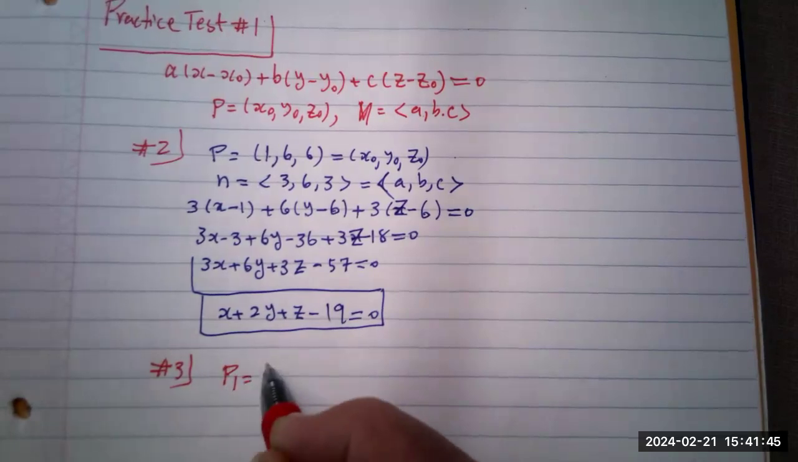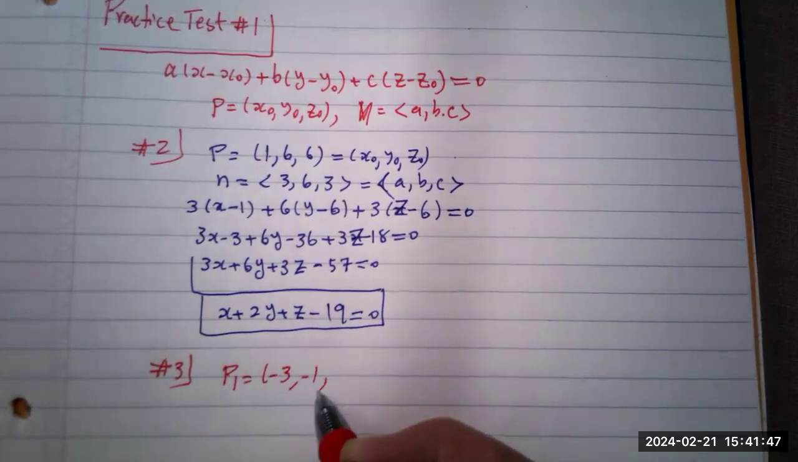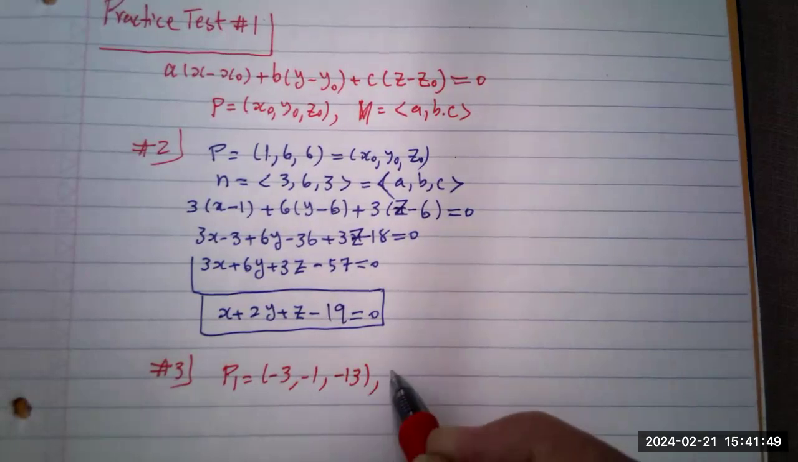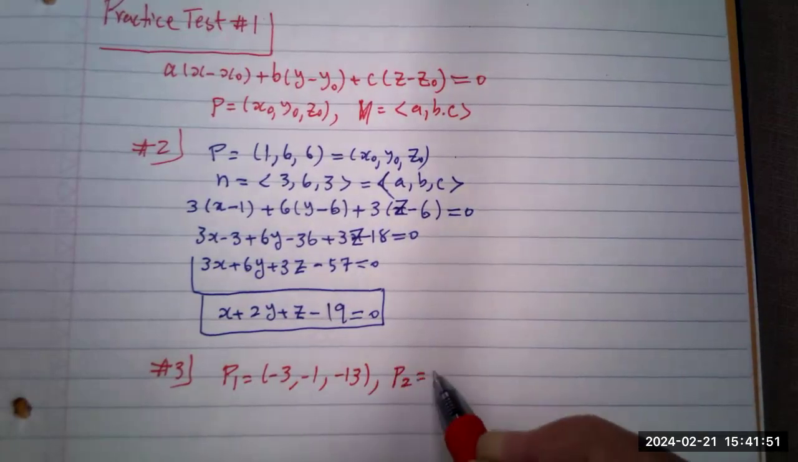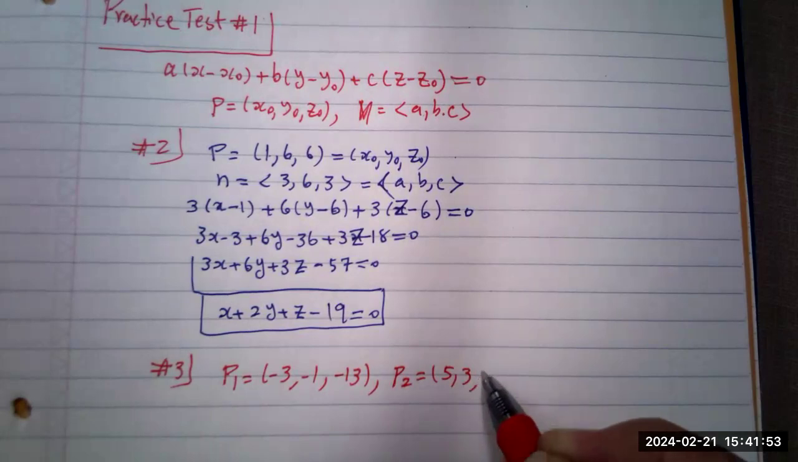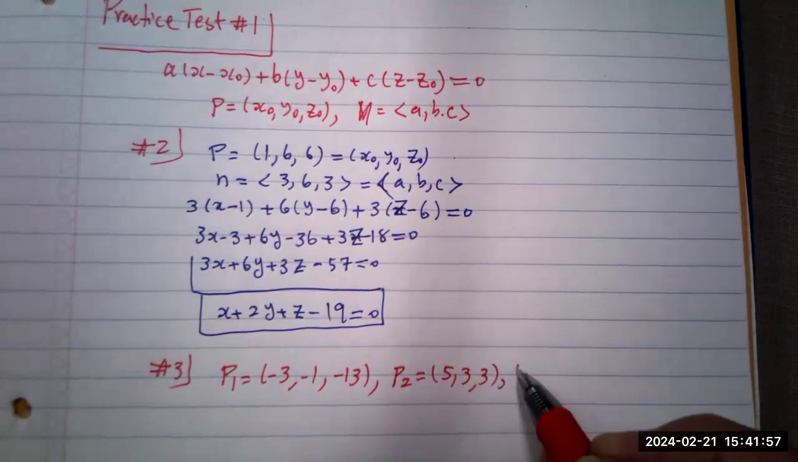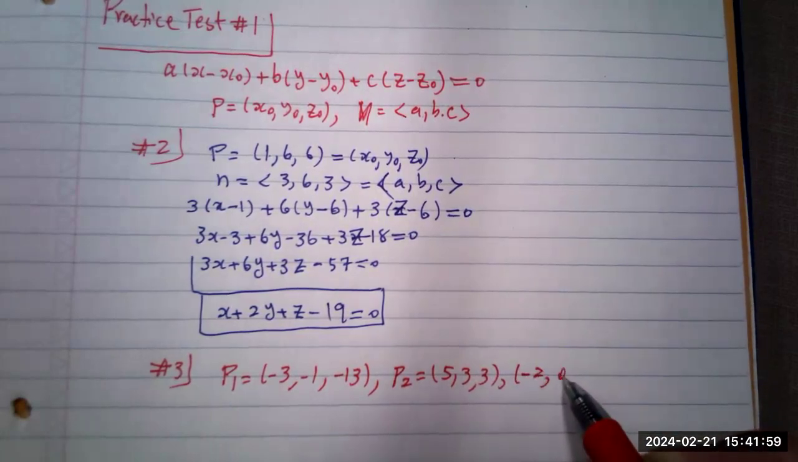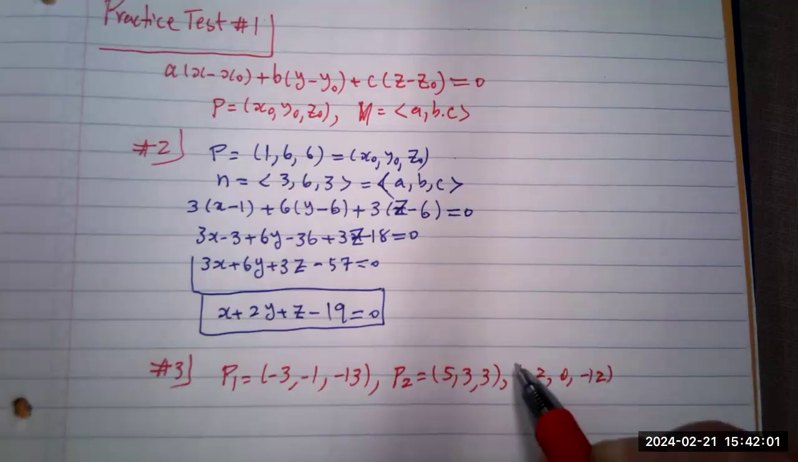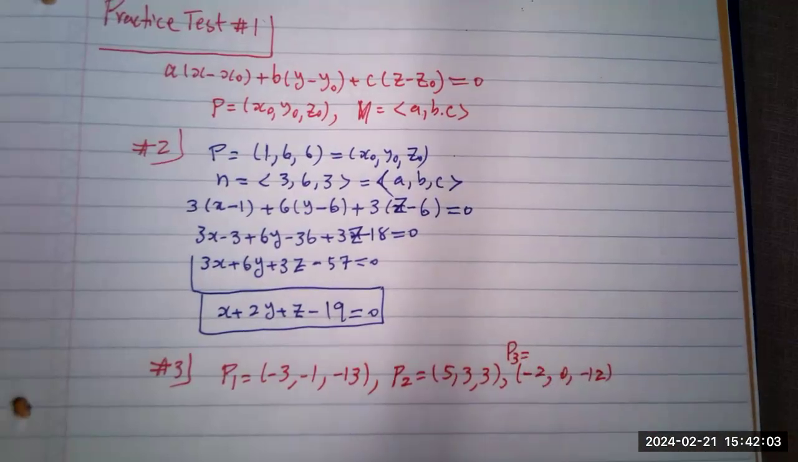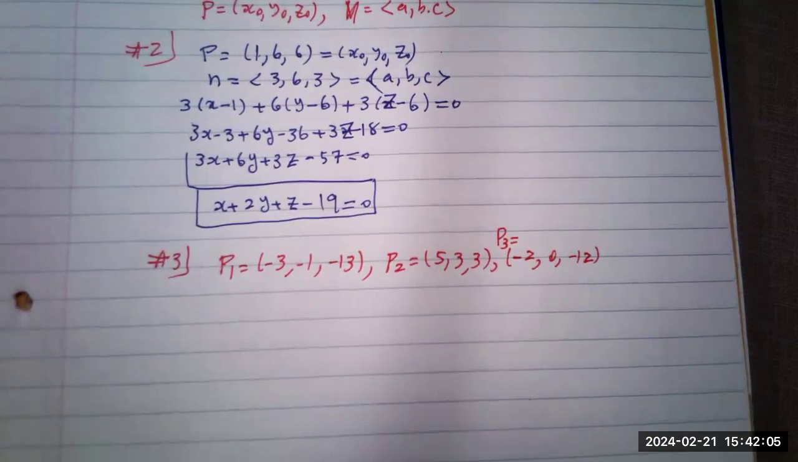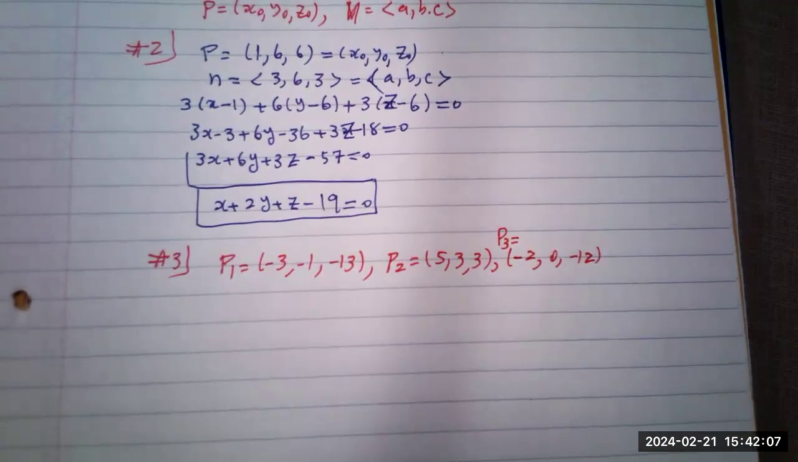You label it as P1, -3, -1, -13. P2 is going to be equal to 5, 3, 3, and you have -2, 0, and -2. So we call this one P3. Want to find the equation of the plane passing through this, you need a point and a normal vector.